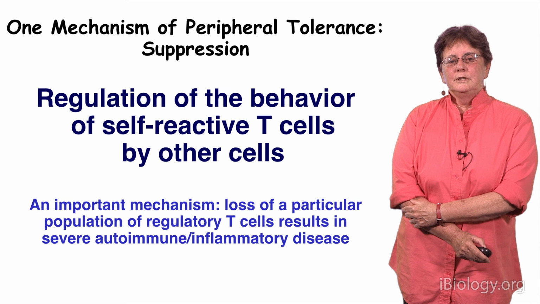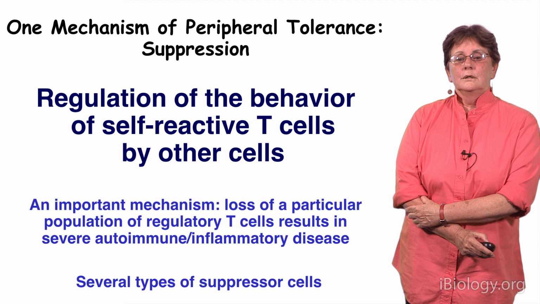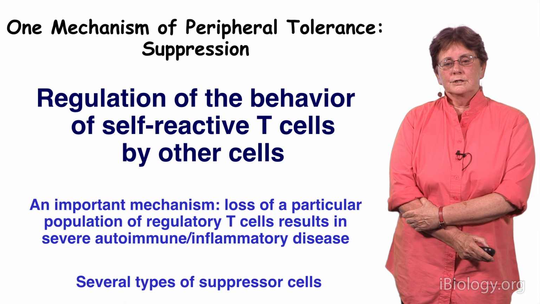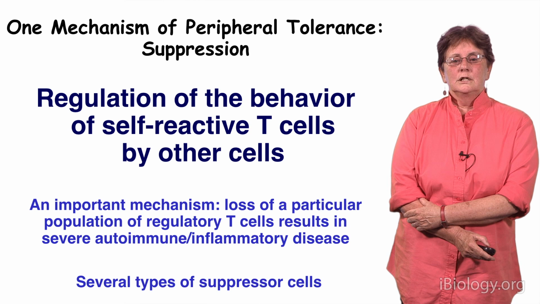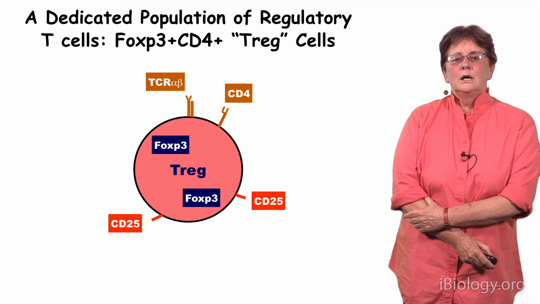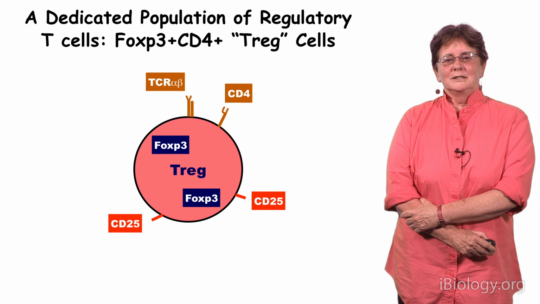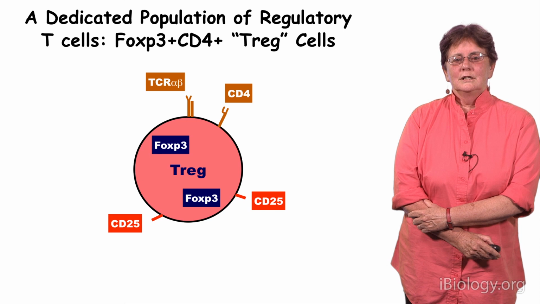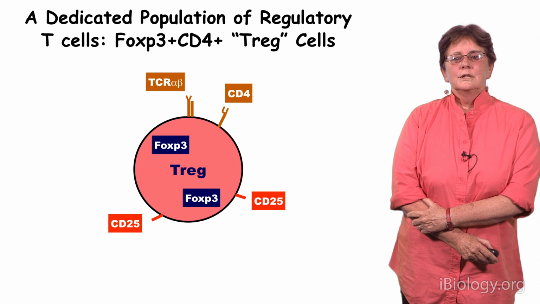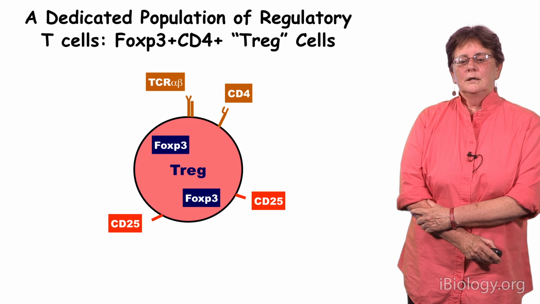And in fact, there are more than just this type of suppressor cell that keep effector T cells in check. There are actually several types. T cells, some people think some B cell suppressor cells, and also some macrophage suppressor cells. But I'm going to focus my comments on one very famous regulatory T cell, the most famous T cell in immunology, actually. And these are regulatory T cells which express the transcription factor FOXP3, and we call them affectionately Treg cells. So these T cells express the alpha-beta T cell receptor, the CD4 co-receptor, and they express high levels of the high affinity receptor for IL-2, and this molecule is called CD25.